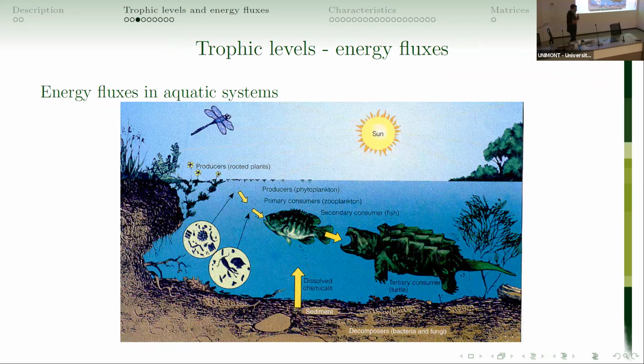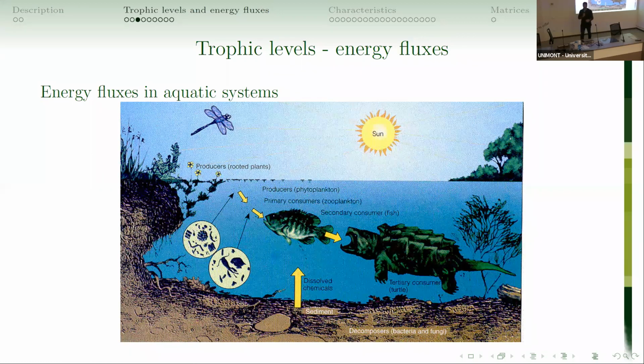So it's about the energy fluxes. Energy fluxes occur in all systems, in aquatic systems. Here you have the primary producers, which are the phytoplankton. This will be the first trophic level of this community. Then the primary consumers, zooplankton, and then secondary consumers and tertiary consumers. Here we would have like 1, 2, 3, 4 trophic levels. So, and the energy goes this way, right?